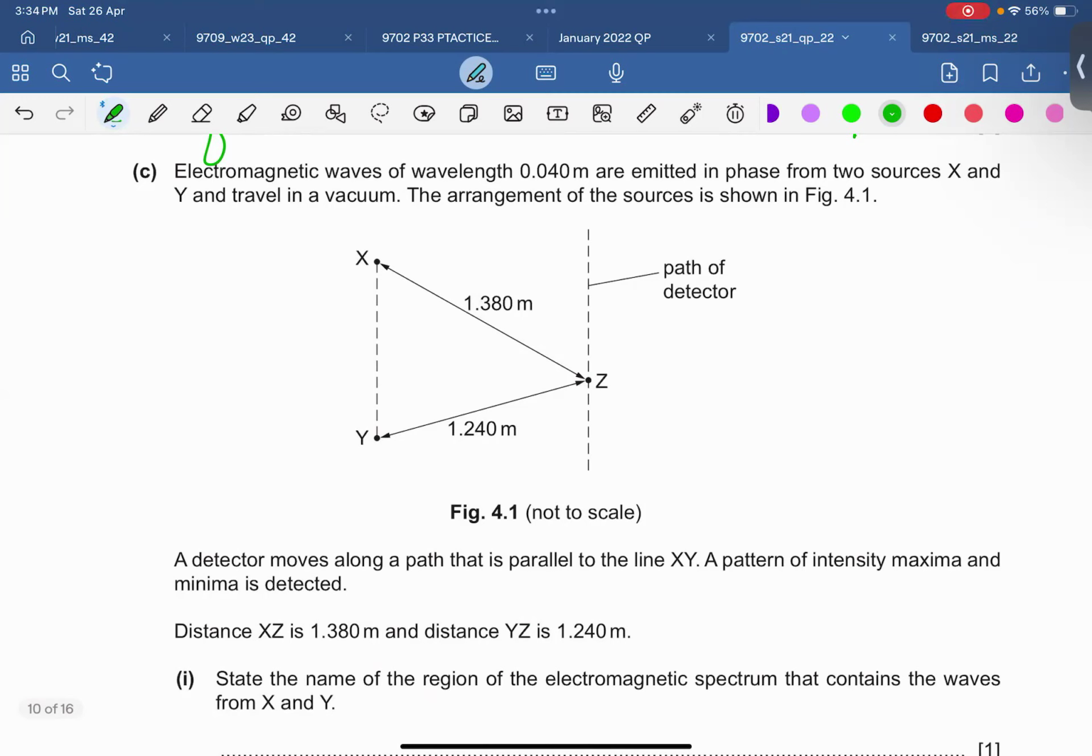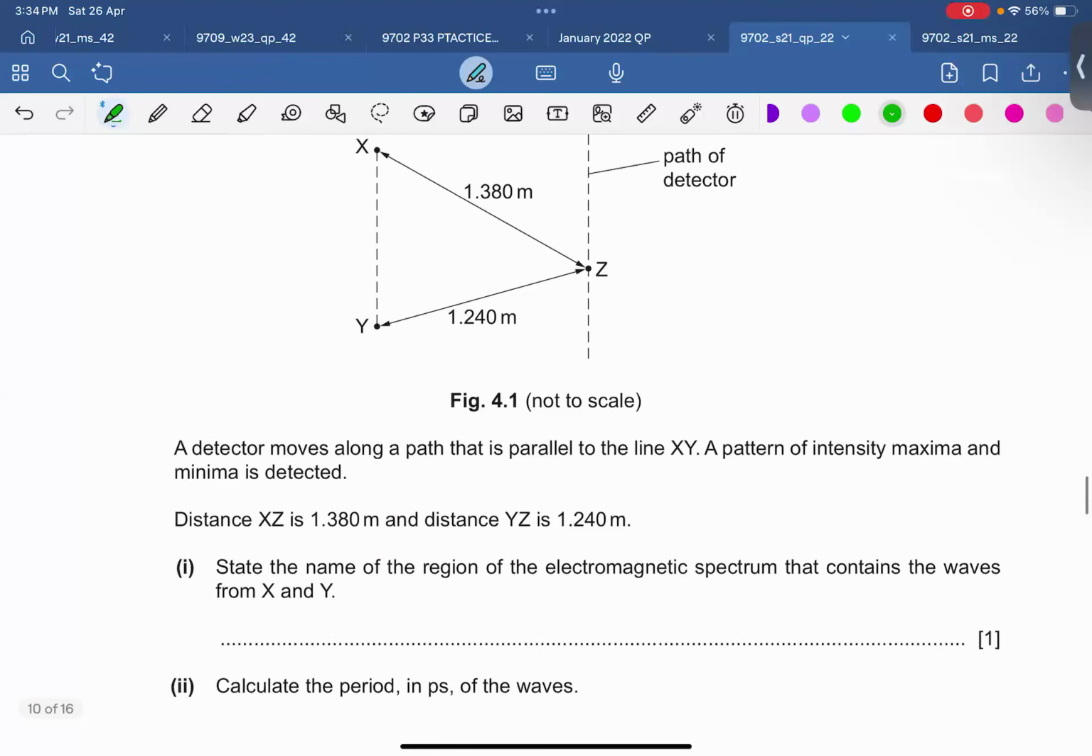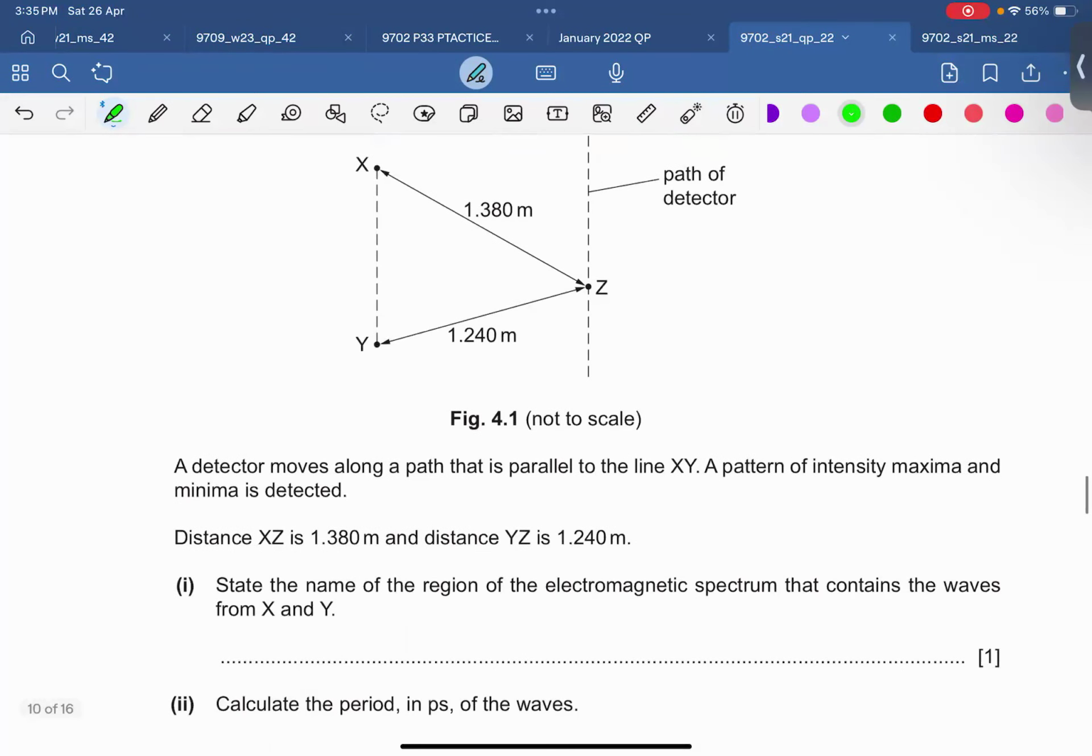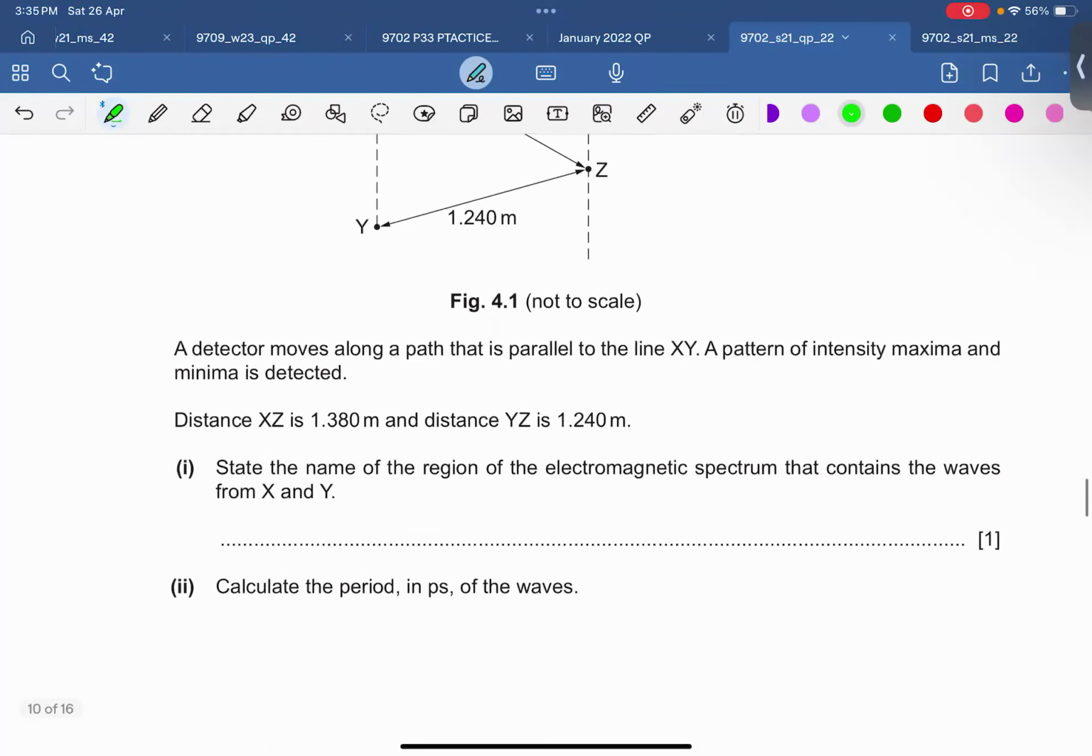By the way, they mention that you have the electromagnetic wave, which means the speed is obvious, 3 exponent 8. They've also said that they're in phase, so you can use the path difference as n lambda, and the phase difference as n times 360. Okay, a detector moves along. Intensity maxima and minima. Okay, the distance. So you have given the path difference. Please move on.